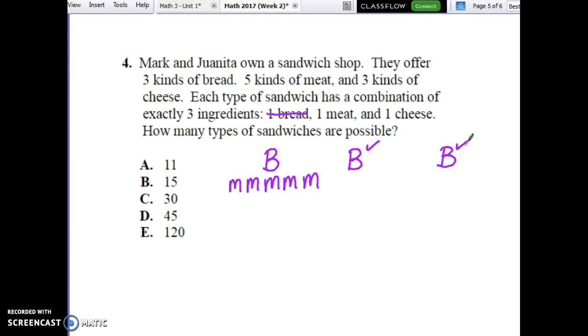So really I would have 3 of these diagrams total, but I'm just going to create one and then we'll multiply to get the others. So I've taken care of my meats. And then there are 3 kinds of cheese. So for each bread, you've got 5 meats. And then with each meat, you've got a choice of 3 cheeses. So each meat would have 1, 2, 3 different types of cheese choices.